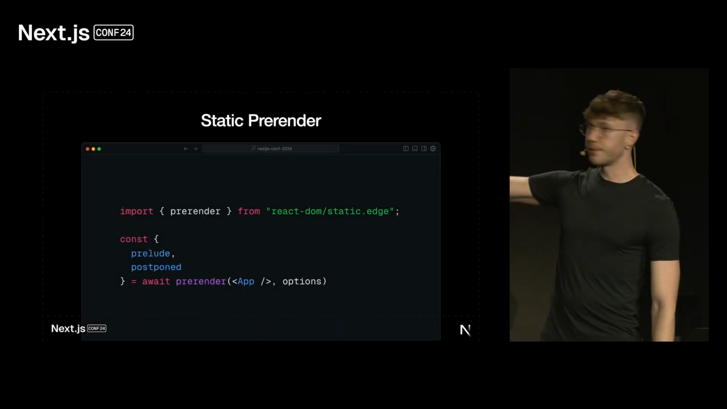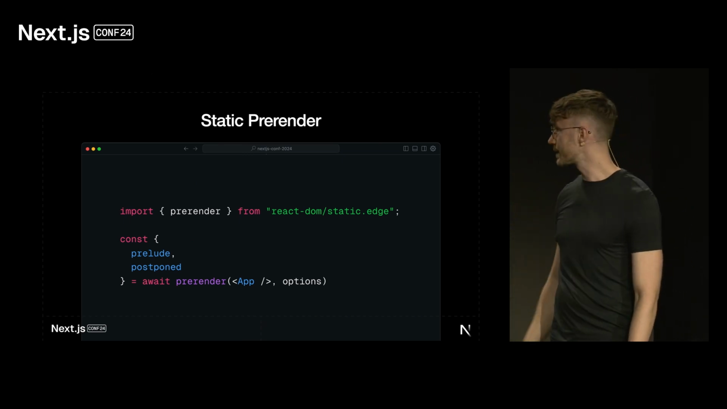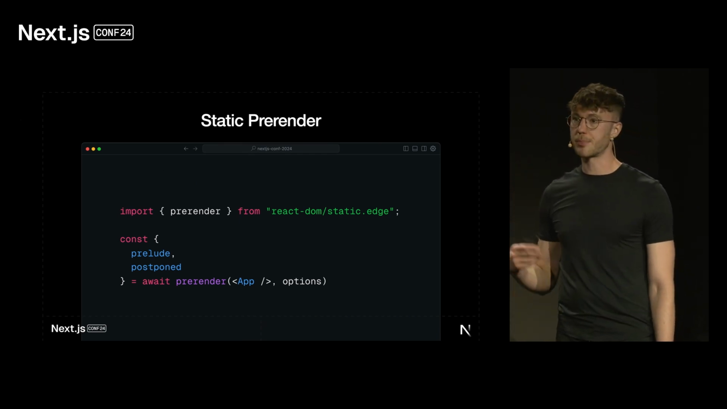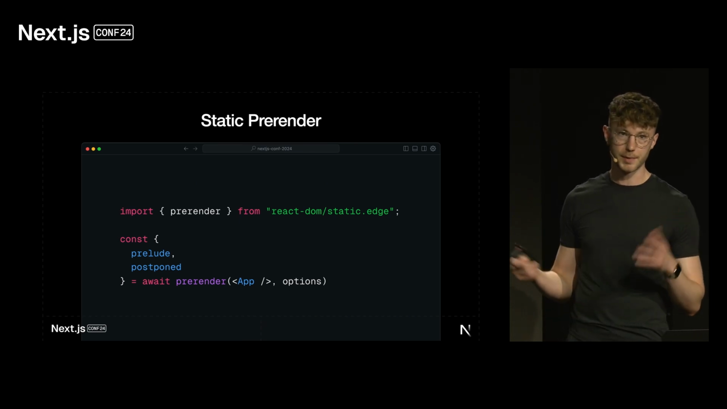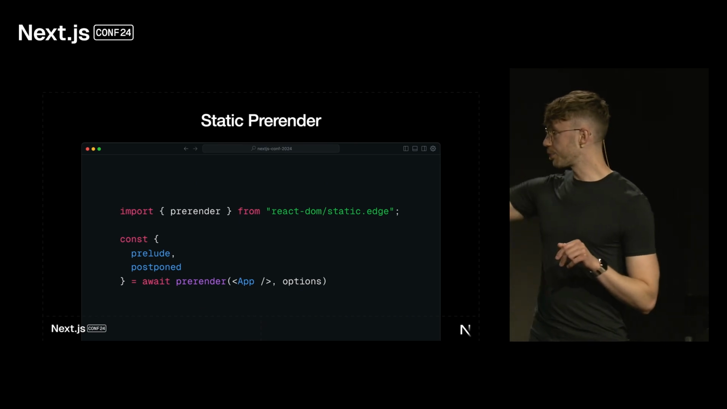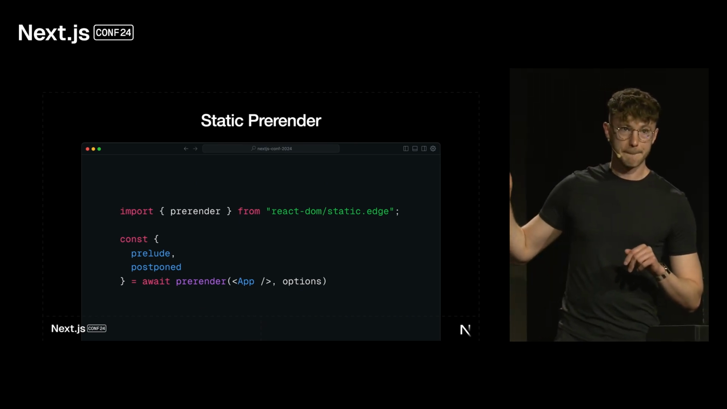This little handy function that we call during build is called pre-render. Surprise, surprise, although it's from an import static edge, which technically the app router is using, an edge version of the React implementation right now to support all of our runtimes. But it produces two parts. The first part here is named a prelude, or the static shell. And the second part here is a postpone state.